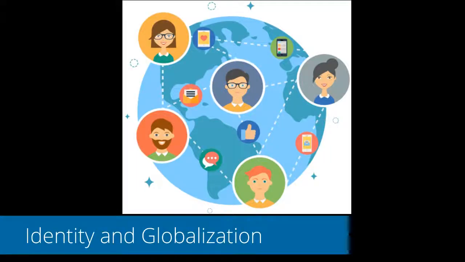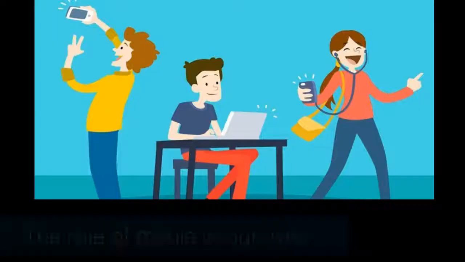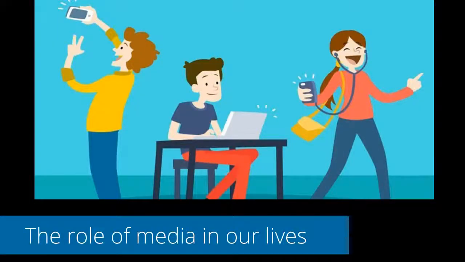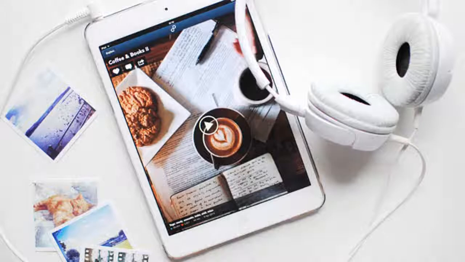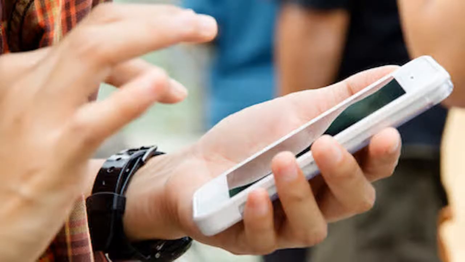Lastly, we're going to connect what you've learned about identity to the concept of globalization, which is how people around the world are interconnected and interdependent. One easy way to connect identity to globalization is to look at the role of media in our lives. Our individual identity is greatly shaped by media. We all have our favorite music, TV show, or movie. We all love to express our identity through posting things like our thoughts on Snapchat or Twitter.